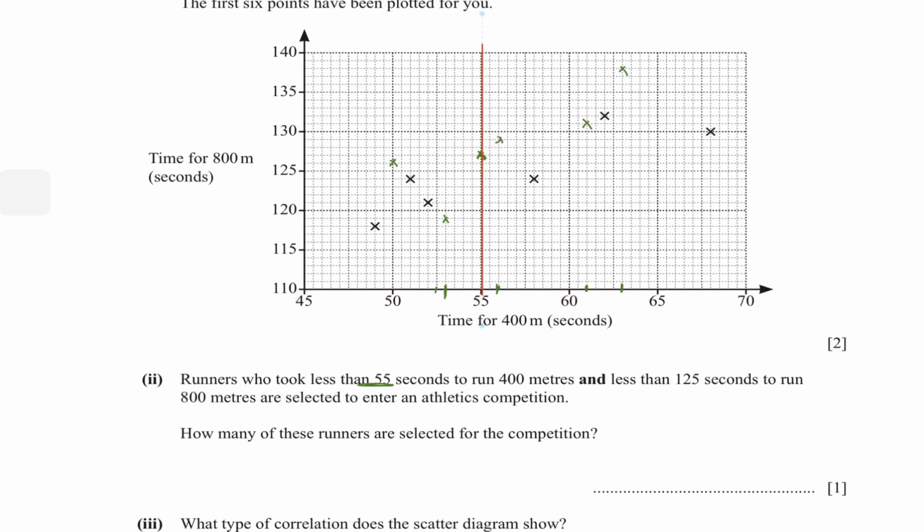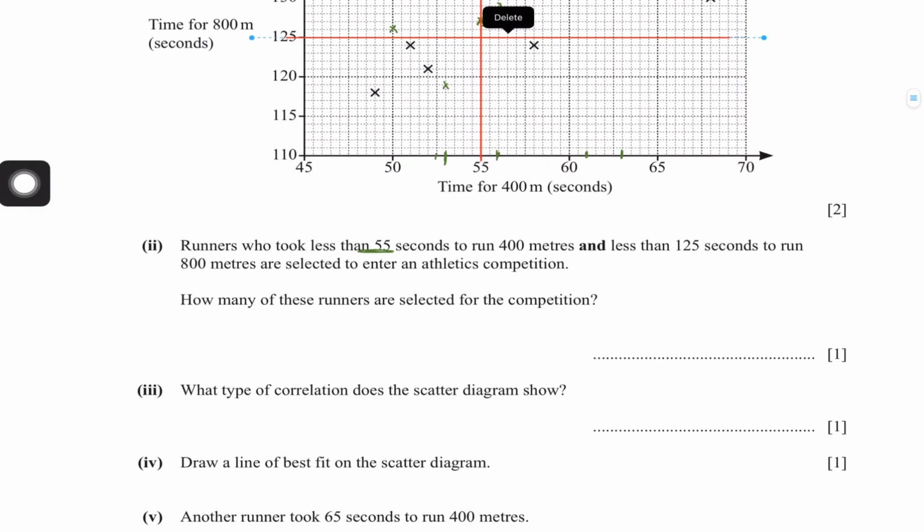a straight line. So that means all the runners that we have on the left side of this, since these are all those who took less than 55 seconds, are selected so far, and less than 125 seconds. So I'm going to make another line at 125, and less than 125 means all the runners that are below this line and on the left side of this line. So we have how many runners? 1, 2, 3, 4. So what is the total number of runners that have been selected for the competition? That is 4.